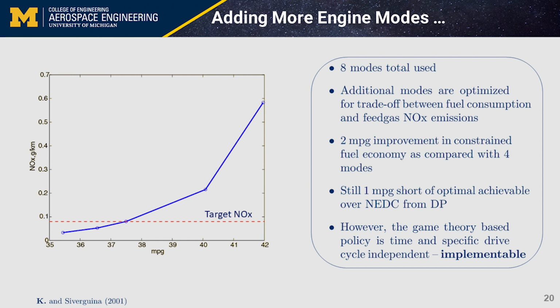Now, we used only four modes. You could make the problem a little bit more complex and perhaps increase the number of modes. You could use, for example, eight modes here. And these additional modes could be optimized for the trade-off between fuel consumption and feed gas NOx emissions, engine-out emissions. So you could give a little bit more resolution to behaviors in this case. And just with eight modes, you're able to get about 2 miles per gallon improvement in constrained fuel economy as compared to these four. With using four modes, it's still 1 mile per gallon short of the optimal achievable fuel economy that you get from dynamic programming.